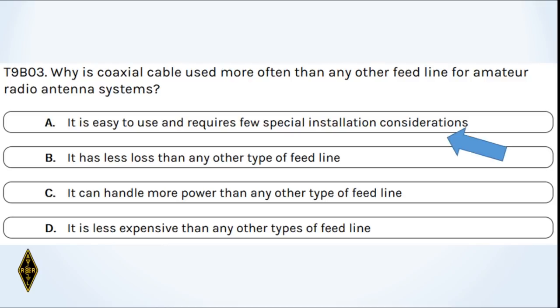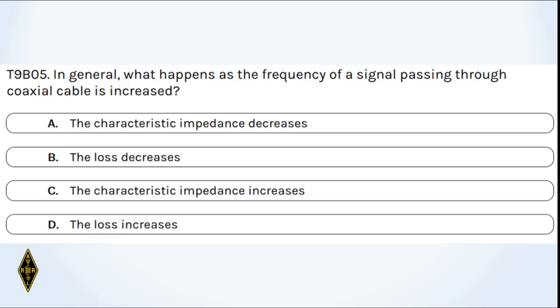Convenience. It's the most convenient to use. And in general, what happens is the frequency of a signal passing through coaxial cable is increased. As you increase the frequency, the loss will also increase, absolutely.